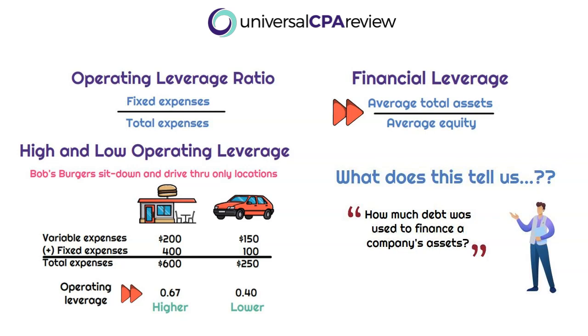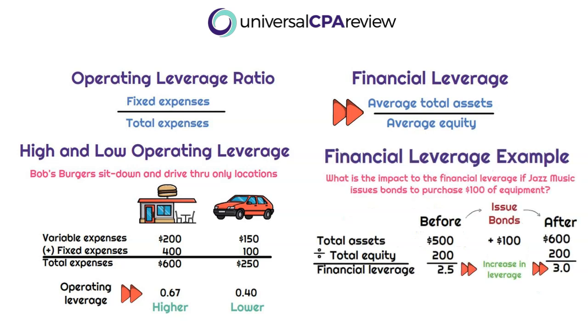So let's just do an example to see how the financial leverage ratio would be impacted if we were to issue debt for new equipment. Before we issue bonds to purchase $100 of equipment, if we have total assets of 500 and total equity of 200, that's financial leverage of 2.5. Now, if we issue those bonds for $100, it's going to impact our assets, right? Because we're getting that $100 of equipment. But actual debt's not in this part of the calculation, so we're only increasing the numerator here. That's going to increase our financial leverage.